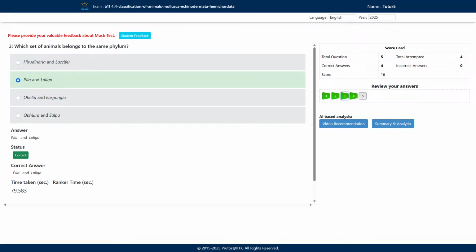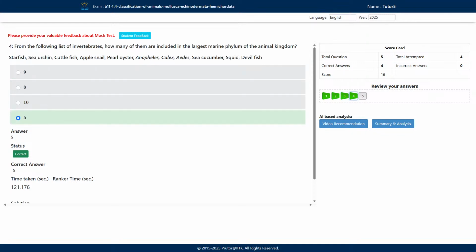Then you can see which sets of animals belong to the same phylum. Phyla and Loligo, they belong to Phylum Mollusca. Then the answer was 5 here. So 5 members belong to Phylum Mollusca here. Which 5 members? Cuttlefish, apple snail, pearl oyster, squid, and devilfish. Clear? Anopheles, Culex, and Aedes. These belong to Phylum Arthropoda.